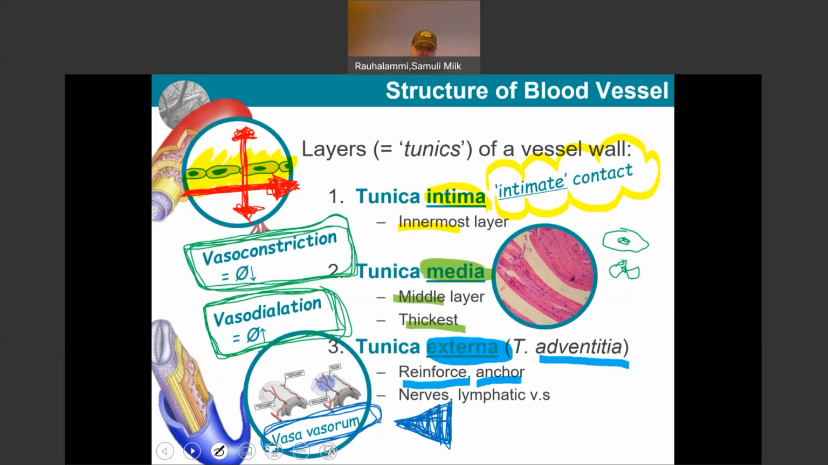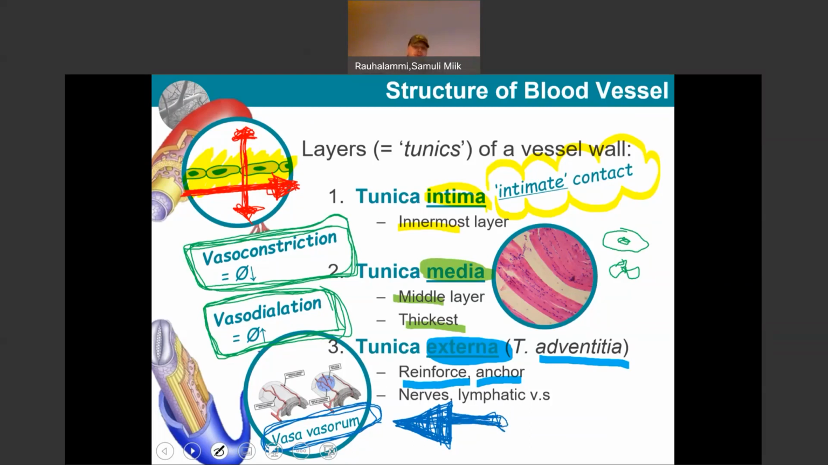Same goes for Tunica Media, the only small layer that separates it from the blood is the Tunica Intima, which of course wasn't super thick. So Tunica Media doesn't have this big problem either of having constant blood supply. It is within the Tunica Externa where the vasa vasorum becomes important, so that we ensure that this layer of the blood vessels receives the constant blood supply as well if we have a very thick blood vessel.